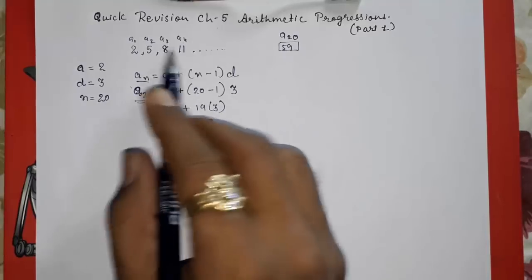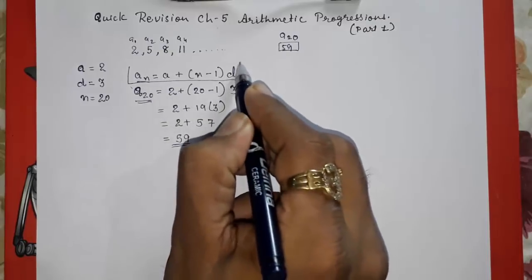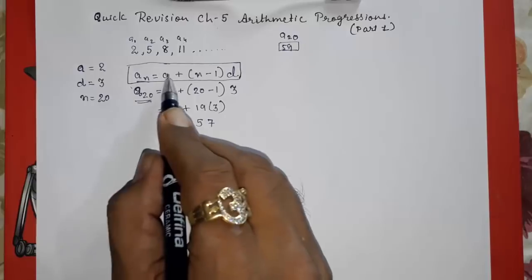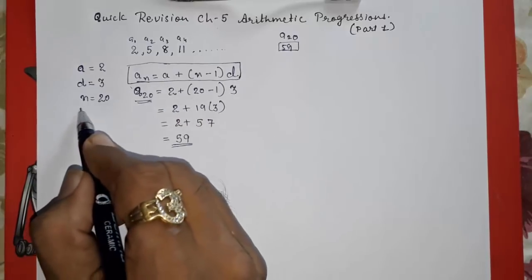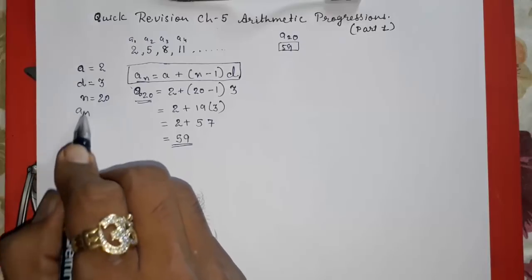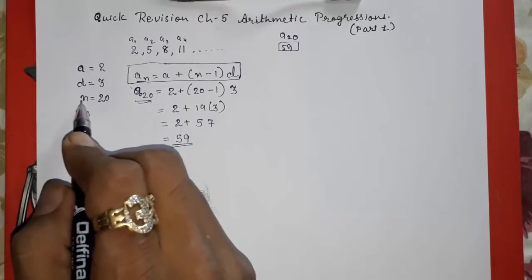So this is for finding the terms. This formula is very useful for finding any of the numbers out of these. They will give you any 3 numbers out of these 4, that is a, d, n and an. They will give you any 3 and you can find the 4th number from this one.